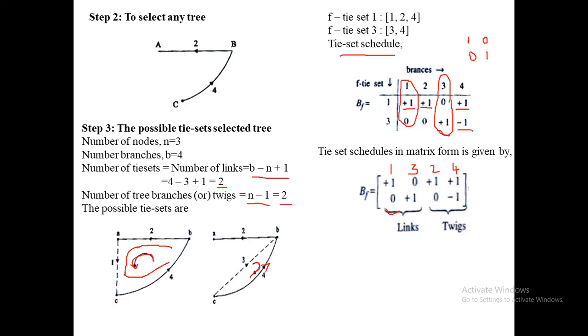Next we have to mark these 2 columns as links and the last 2 columns as twigs. We know that twigs means tree branches, and links means the remaining branches of the tree. From the answer itself we can check whether our answer is correct or wrong. How can we check? Twigs are the branches of the tree. Here we have chosen our tree branches as 2 and 4. Here we got the answer 2 and 4 as the twigs, so our answer is correct.